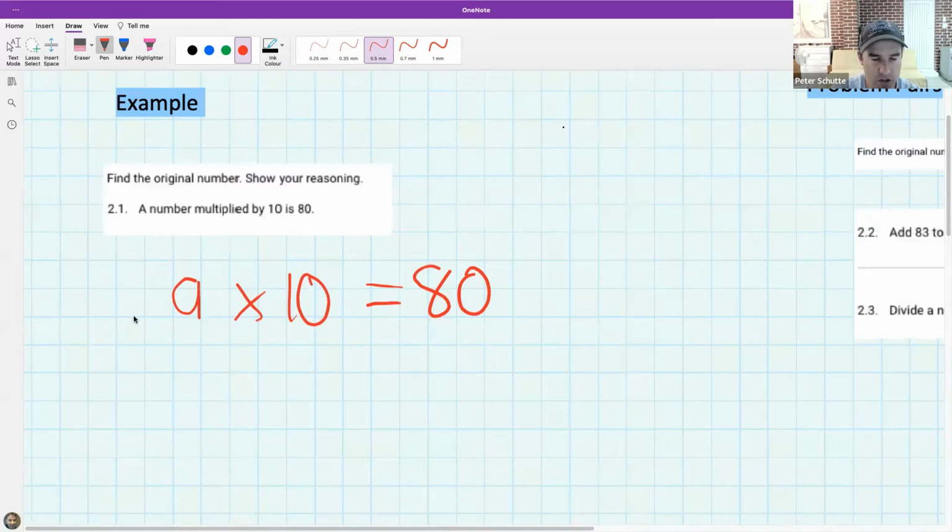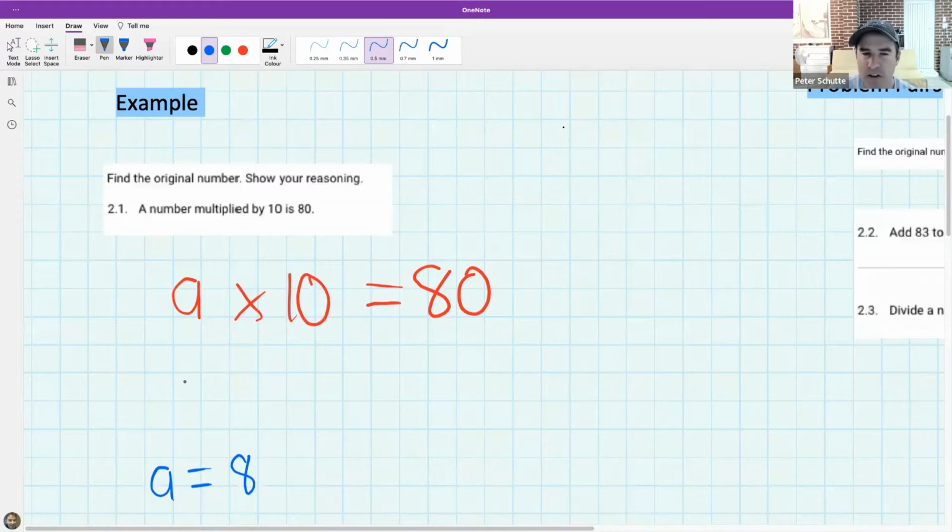Now, does anybody know the answer to this straight away without doing any working out? All right. So if you look at that, put in the chat what your answer is. Okay. So I see many students are saying the answer is A equals 8. And you're completely right. Perfect.